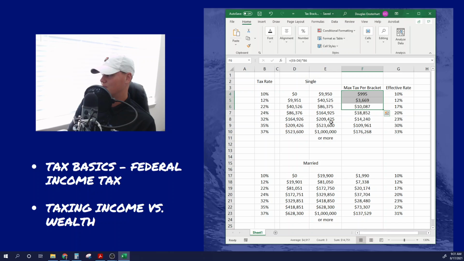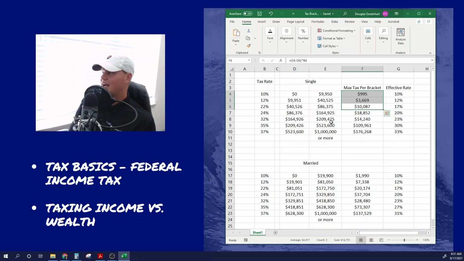So if we take those numbers and say 14,751 divided by 86,000, that effective rate is 17%, even though your top bracket is 22% based on your marginal rate. So the difference between marginal and effective is that you could make multiple six figures, and your top bracket might be 32 or 35%, but you're not going to actually pay 32 or 35%.